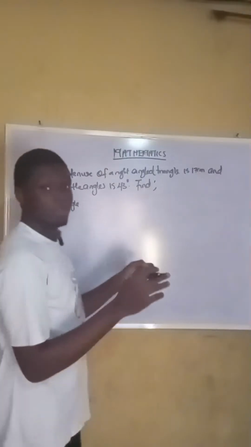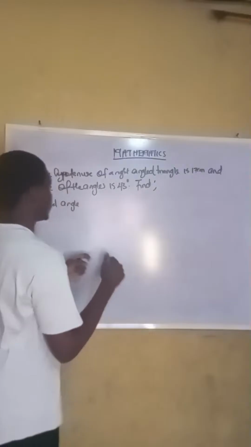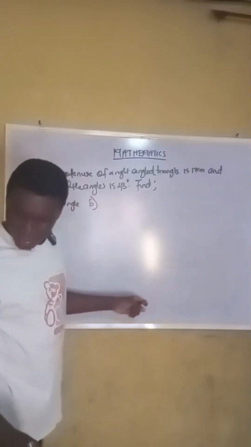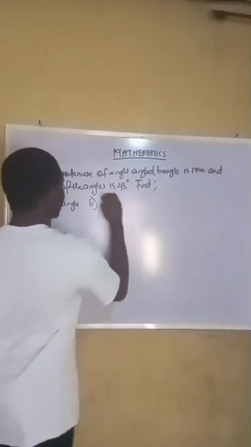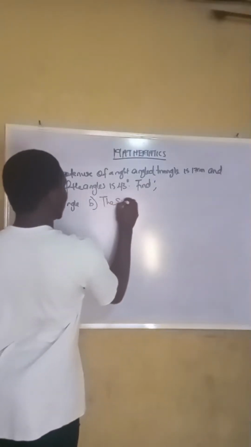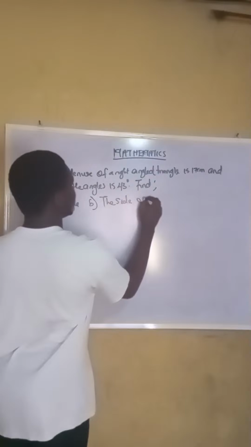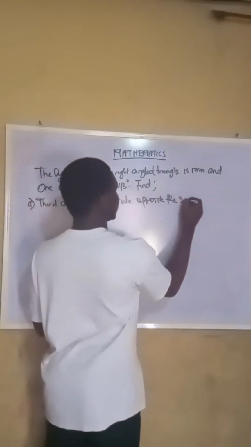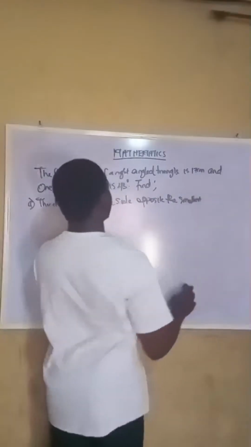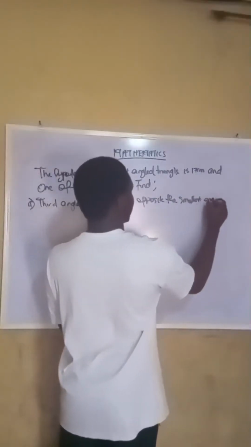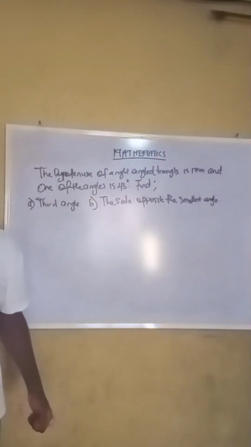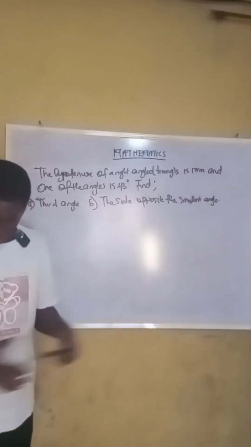If you are not seeing my font, you can let me know in the comments. B, find the side opposite the smallest angle. Yes, the side opposite the smallest angle. I think that is all.